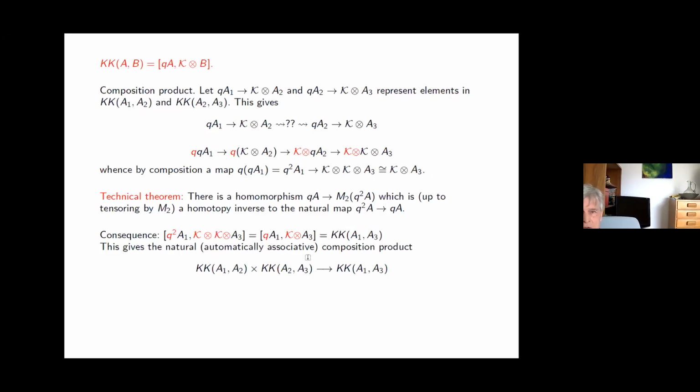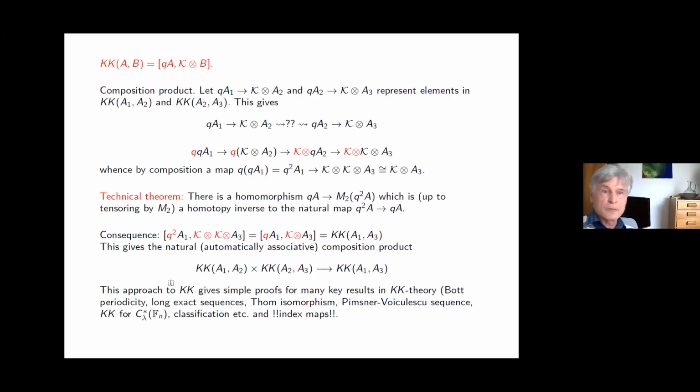So, and this gives you a product from KK A1 A2 times KK A2 A3 to KK of A1 A3. And it's basically from the definition, it's immediately clear that it's associative. Okay, so that's the construction of the product.